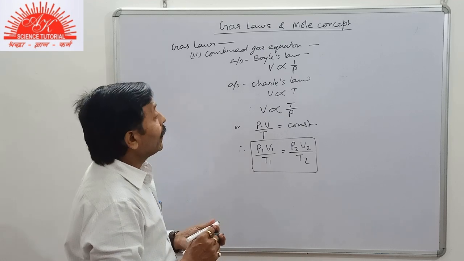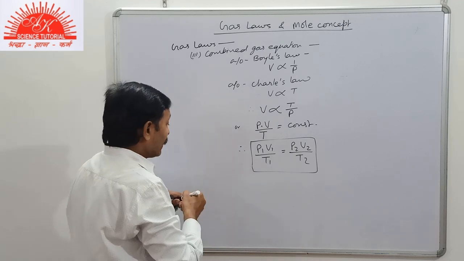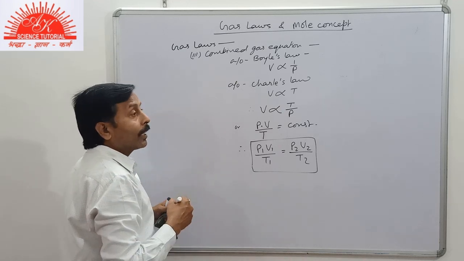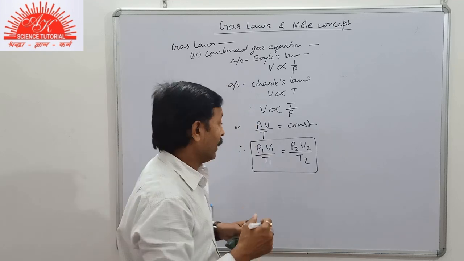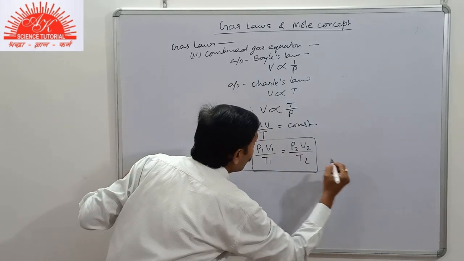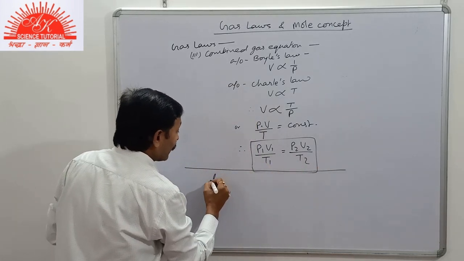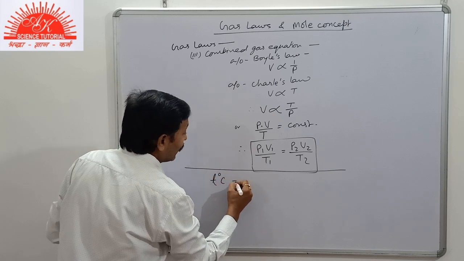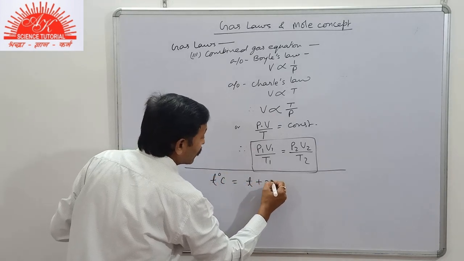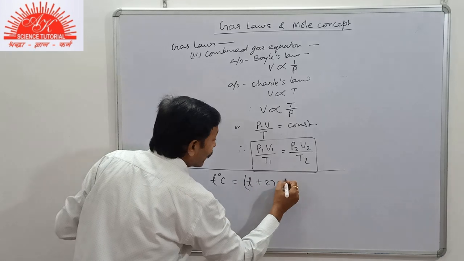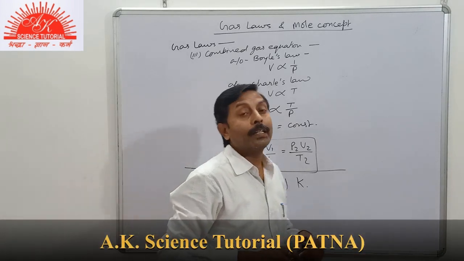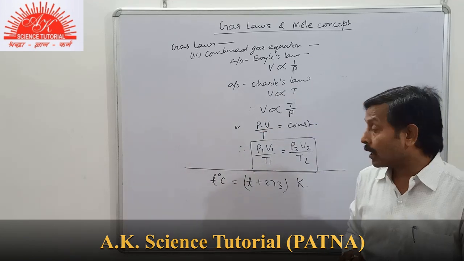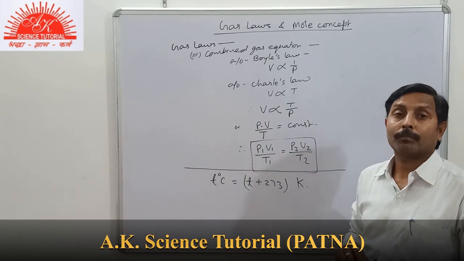Further, in order to convert the temperature, every time we have to use the Kelvin scale. That is, T degrees Celsius equals T plus 273 Kelvin. So, if the temperature is given in degrees Celsius, you must convert it into Kelvin.